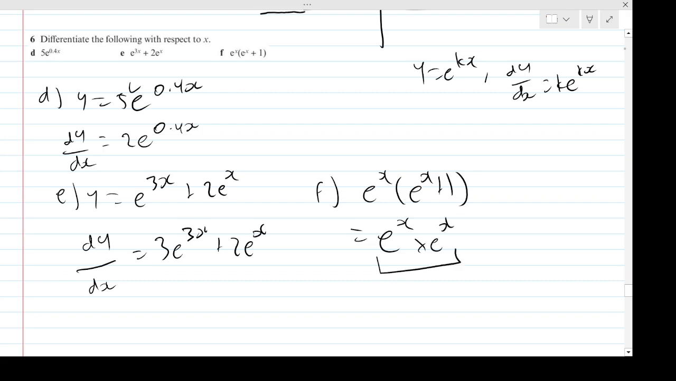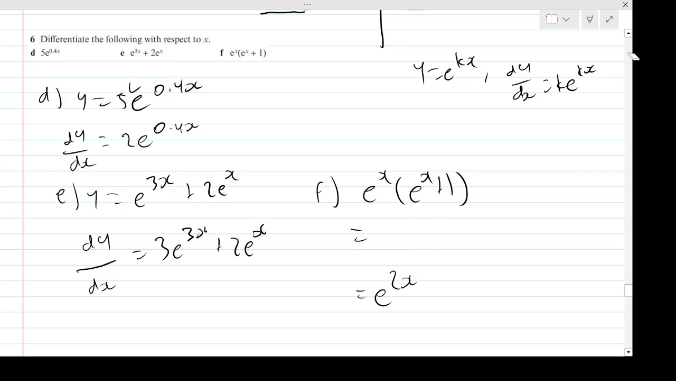Okay. Well, how can I simplify this? So, again, if I use my power laws, this is going to be e to the x add x, right? I can bring the powers together by adding them. Well, x add x is 2x. So there we are. Cool.